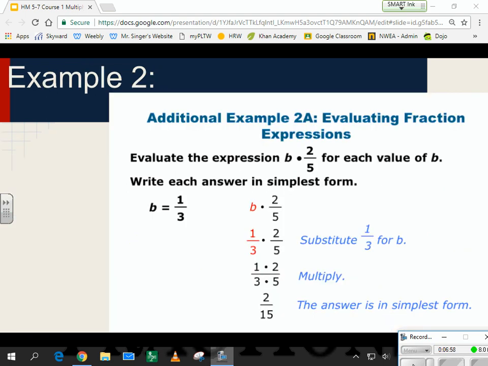All right, so we also have plug and chug problems that you could be given with multiplying. Let's say it said evaluate b times 2/5. Well, if it tells us that b equals 1/3, it's just a plug and chug. So replace b with 1/3. 1/3 times 2/5. 1 times 2 is 2. 3 times 5 is 15. This is how I get 2/15. Copy this down as an example before moving on.